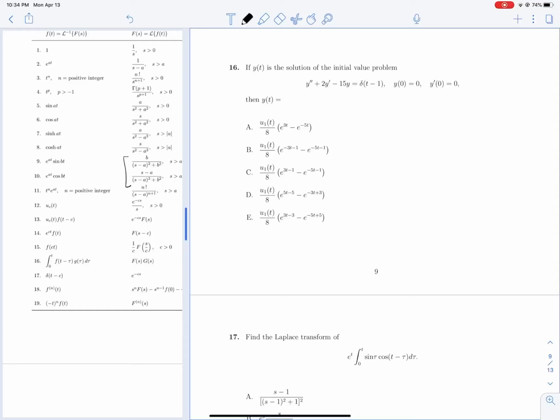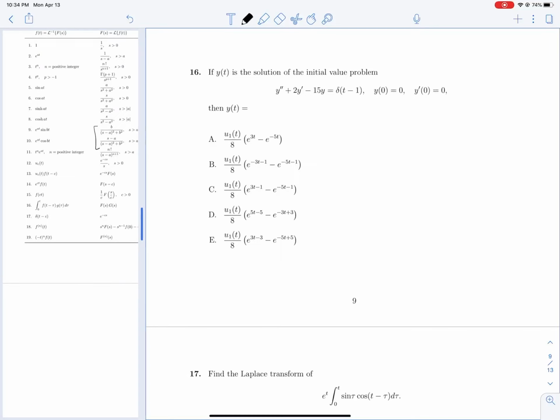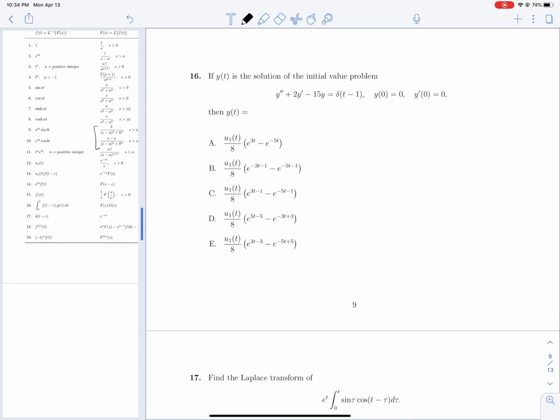Question 16: if y of t is the solution to this initial value problem here, then what is y of t? So we need to take the Laplace transform of both sides of this equation. Y double prime will become alpha squared y alpha minus alpha times y at 0 minus y prime at 0. All of our initial conditions go to 0, so we don't really care about those. Plus 2 alpha y alpha, and then another initial condition term that doesn't matter, minus 15 y alpha equals the Laplace transform of delta of t minus 1.